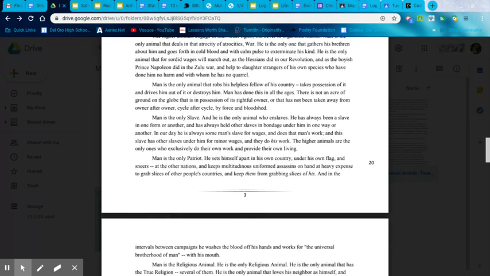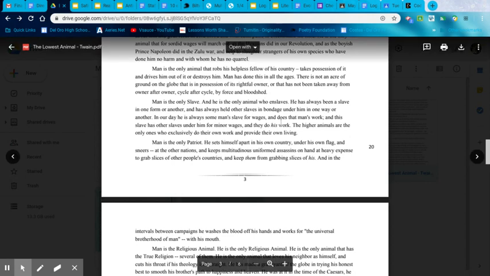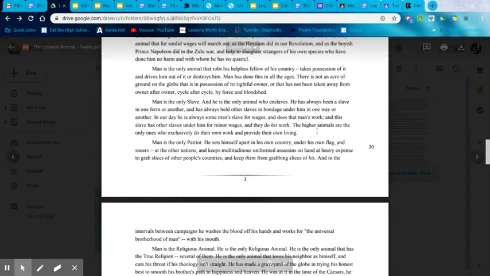Man is the only slave, and he's the only animal who enslaves. He has always been a slave in one form or another, and has always held other slaves in bondage under him in one way or another. In our day, he is always some man's slave for wages, and does that man's work. And this slave has other slaves under him for minor wages, and they do his work. The higher animals are the only ones who exclusively do their own part to provide their own living.